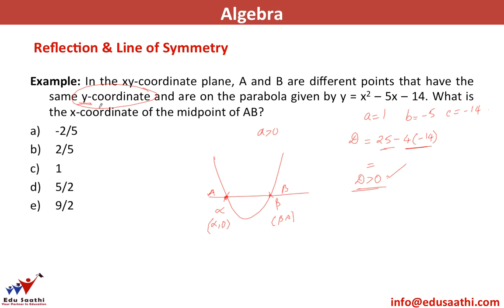The question is, what is the x coordinate of the midpoint of AB? Again, the question is asking me the same thing. It is asking me the x coordinate of the line of symmetry. This is given by minus b by 2a. I don't need to solve for roots. So this will be 5 by 2. That will be the answer.